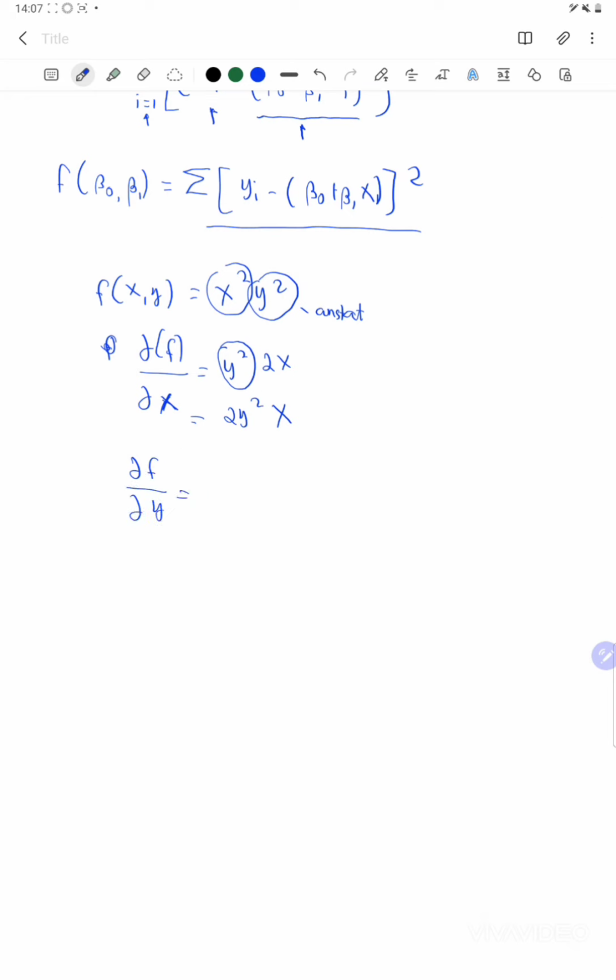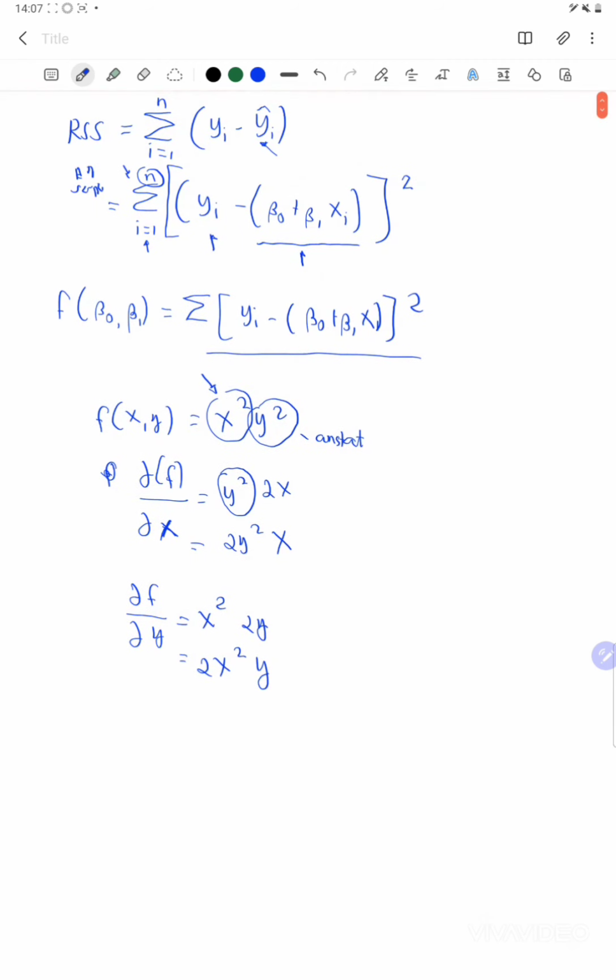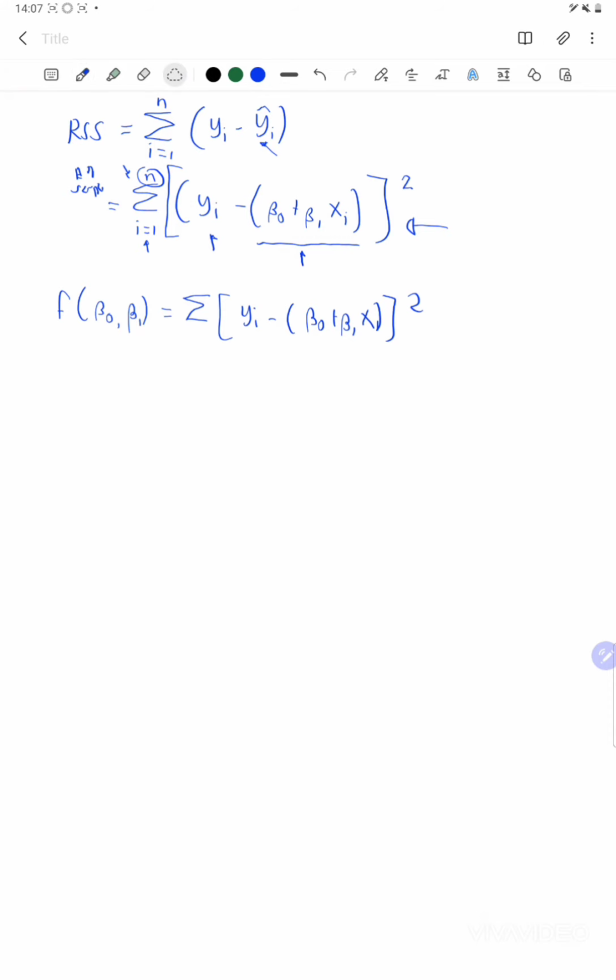What about the partial derivative with respect to y? Same thing. We'll treat x as constant. So the derivative is x squared times 2y, so 2x squared y. So we will do the same in our equation. I'm going to delete this first. We'll be using a partial derivative and the chain rule. Why? Because this is a complex equation.